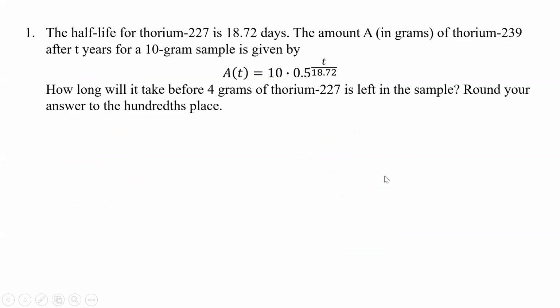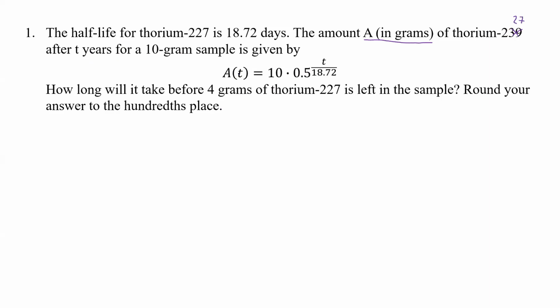All right, so then we have some application problems here. It says the half-life for thorium-227 is 18.72 days. The amount A in grams, so that's the key here, that's the number of grams of thorium after T years for a 10-gram sample is given by this formula. And I don't know why they changed things. It should probably still be 227 there, but that's what the book said, so I just left it. I think I'm going to change that to 227.